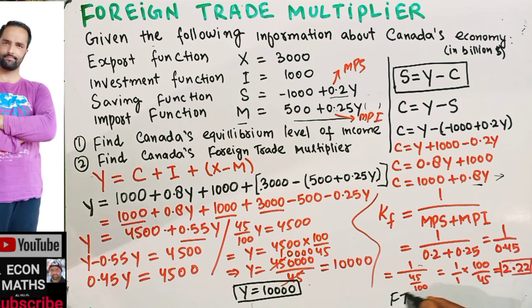That means our foreign trade multiplier will be equal to 2.22. So this simply shows how much our domestic income will increase when there is a 1 unit increase in the investment on exports.